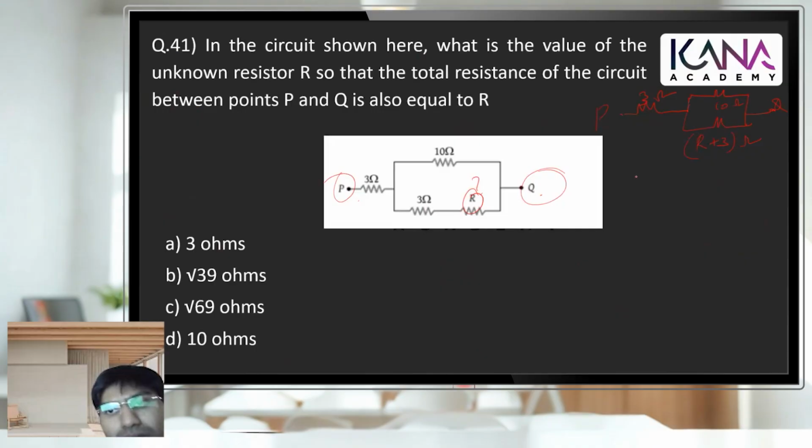Okay, based on this, we'll get R as 3 plus 10 times (3 plus R) by (10 plus 3 plus R). Further simplifying, R is equal to 3 plus (30 plus 10R) by (13 plus R).